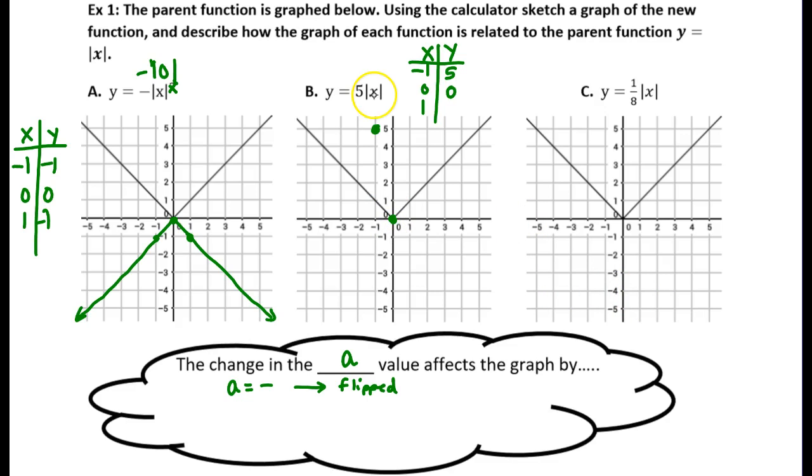When I put in 1, absolute value of 1 is 1, 1 times 5 is 5, so 1, 5 is also another point. So as you can see, this graph gets very, very narrow. So when a is greater than 1, our graph is going to get narrow. Very similar to that of what we did with the quadratic function.